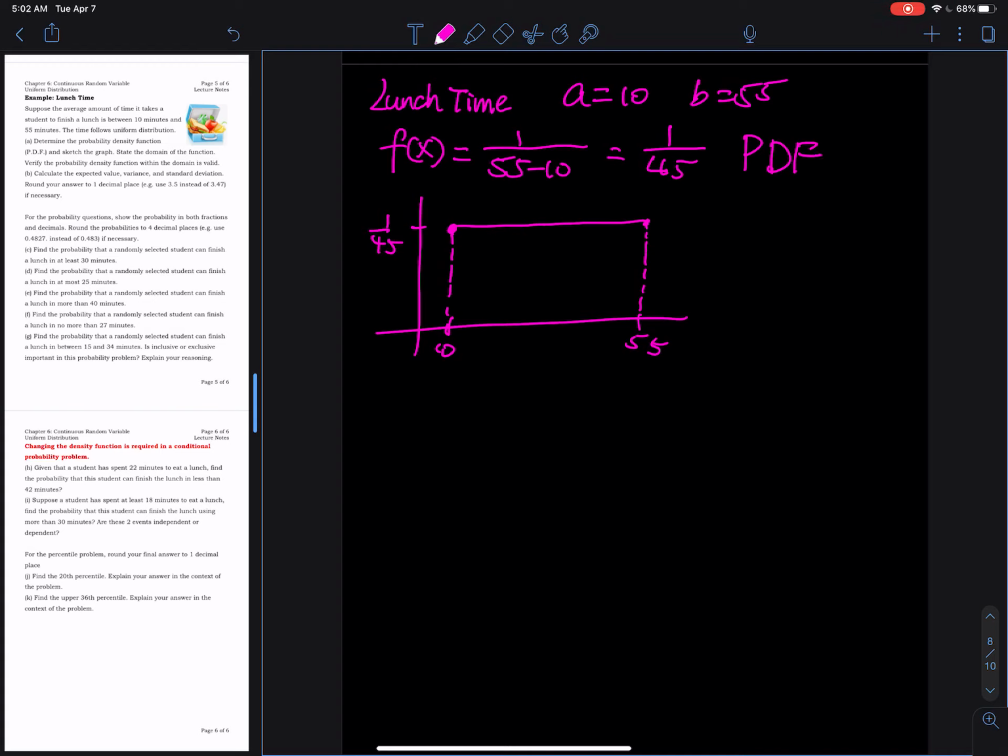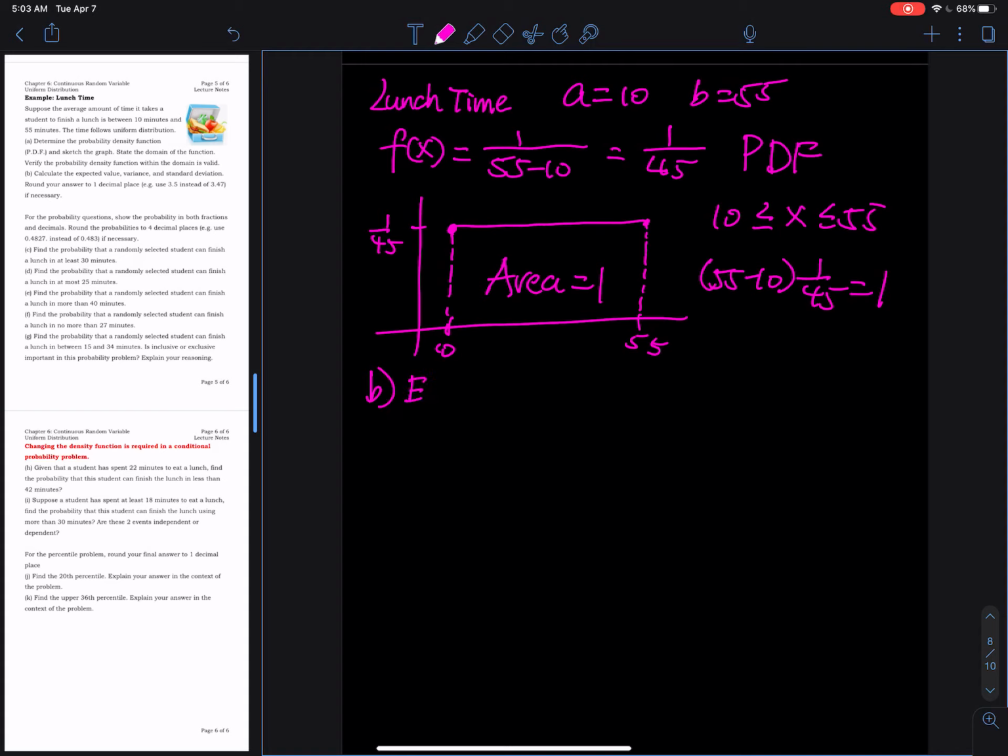The domain is x is any value between 10 and 55. And how do you show that the area equals 1? The base is 55 minus 10 times the height, that equals 1. So we have area equals 1. And then in part B, we find the expected value.